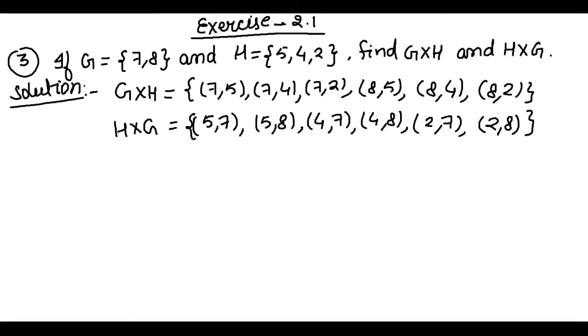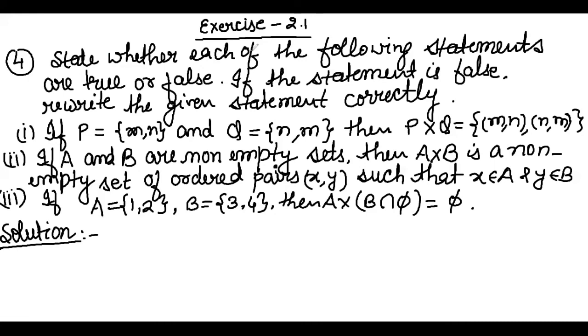Now we'll proceed to the next question. So question number 4 we will discuss now. State whether each of the following statements is true or false. If the statement is false, rewrite the given statement correctly. So the first question: if set P equals {m, n} and set Q is {n, m}, then P cross Q equals {(m, n), (n, m)}.